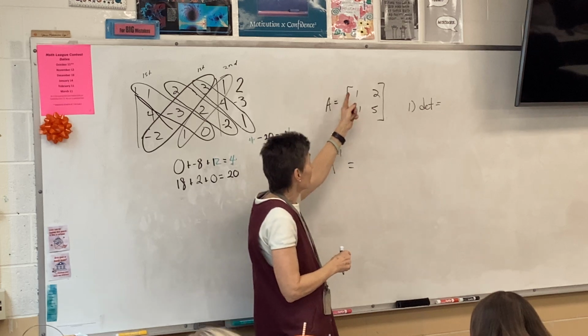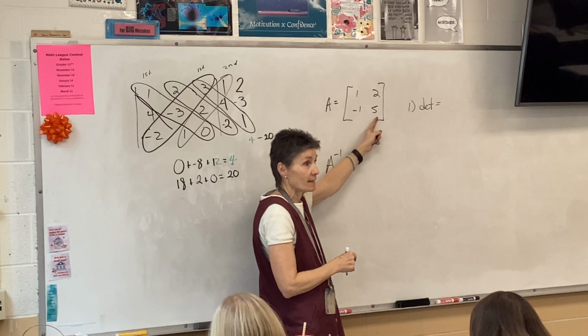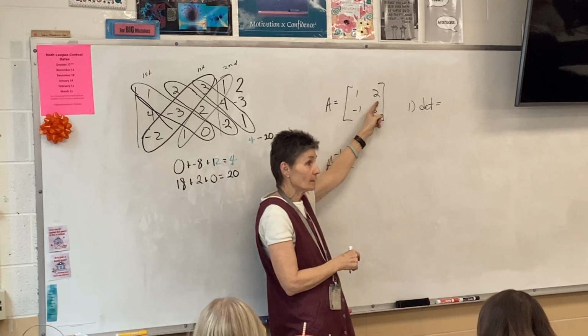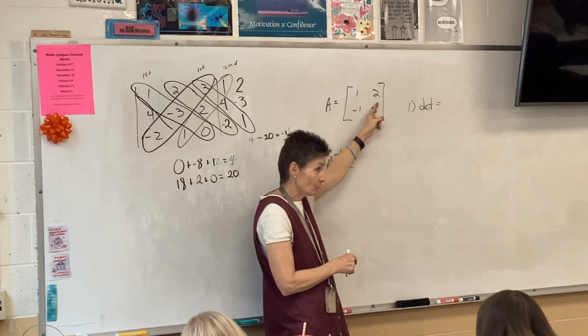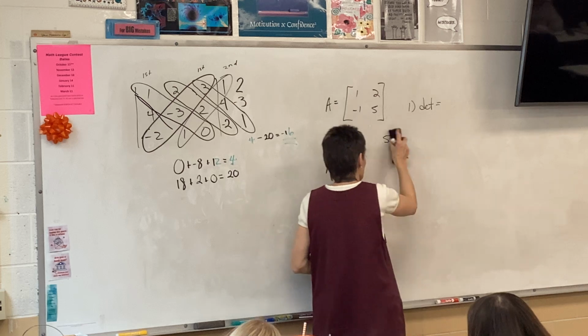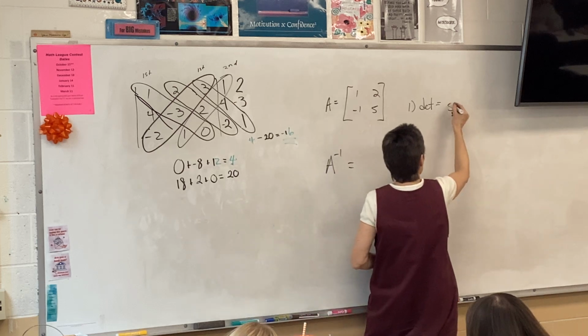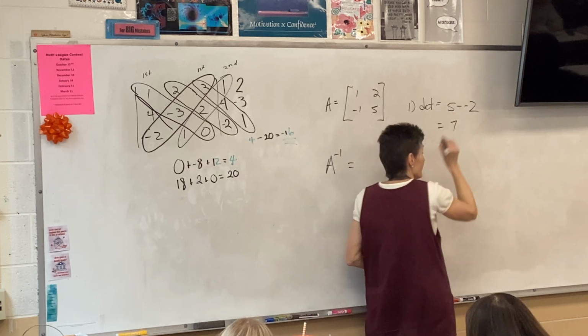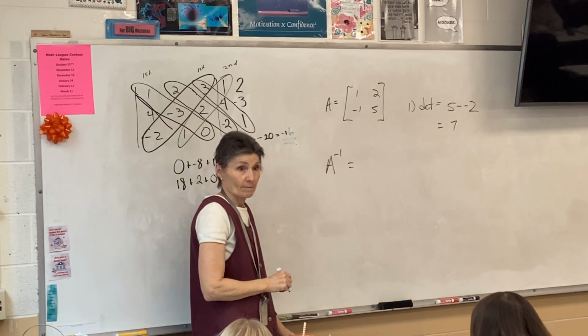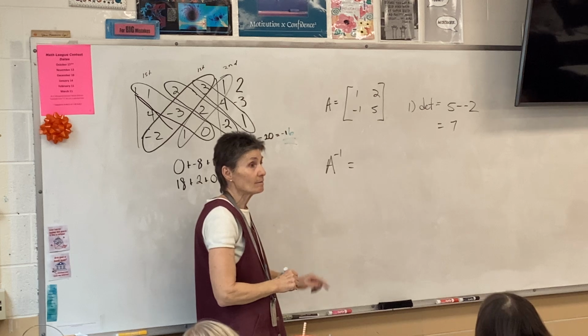Because remember, we multiply this diagonal and get 5. We multiply this diagonal and get -2. And then what do we do with those two numbers? Subtract them. So 5 minus -2 is 7. Okay, now hang on to that.